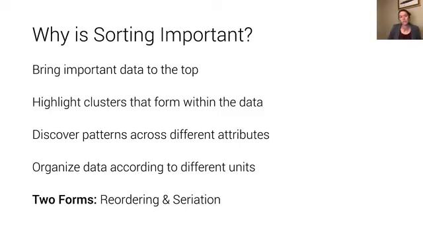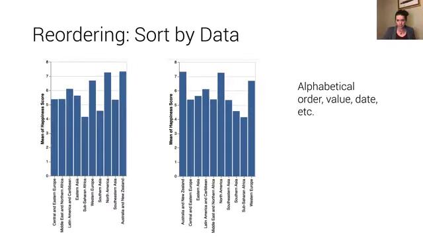When we talk about sorting, there are two common forms of sorting that we'll see in visualization. The first is just simple reordering, where we're organizing our data according to some dimension of the data. And the second of these is what we call seriation. So we use seriation when we are ordering our data according to some computed metric that's intended to help us see specific patterns in the data.